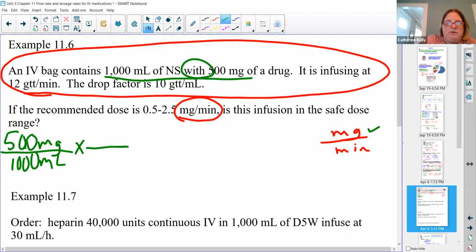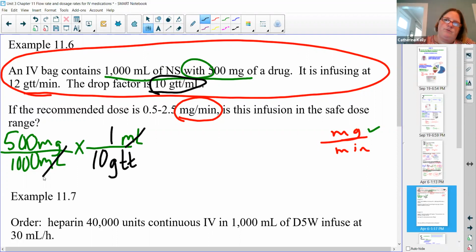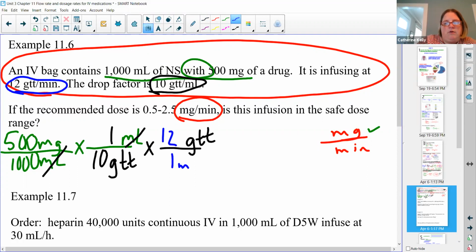And then I have to get milliliters to be minutes. So I'll times it by some certain milliliters. And I'll look up here and it says the drop factor is 10 drops per milliliter. Now if I end there, I'm going to end in minutes, but I don't want that. So I'm going to keep going to get rid of drops and try to get it to minutes. So then when I look back up here, it says 12 drops per minute. When I cancel it out, I'm left with minutes, which is great because I want to be left with minutes.